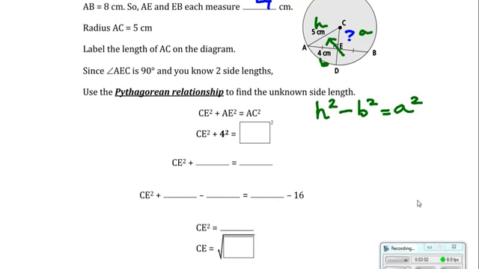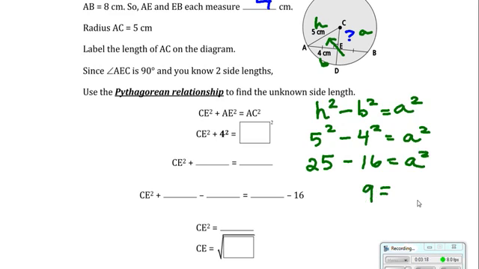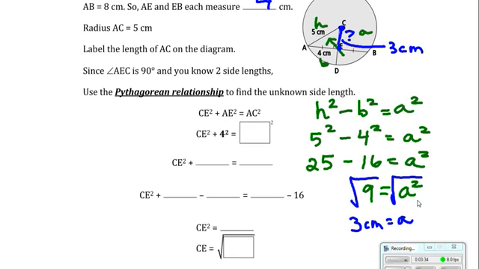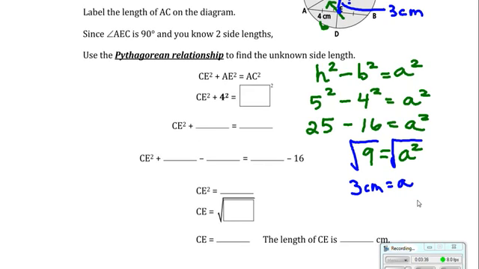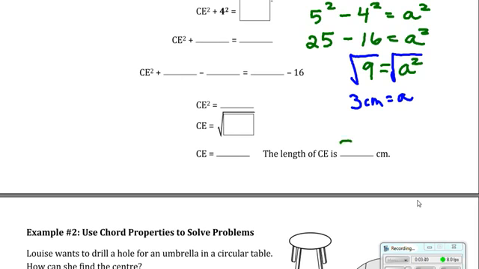And so the hypotenuse is 5. So 5 squared, take away 4 squared will give us our side. 5 squared is 5 times 5. Take away 4 squared, which is 4 times 4. And so then we're going to subtract them. And we get 9 equals the area. I don't want to know the area. I want to know the side length. So we need to square root. And we get 3 centimeters. So that means from C to E is 3 centimeters. And we knew it had to be less than the radius, right? So the length of CE is 3 centimeters.